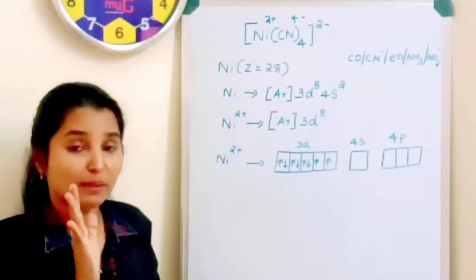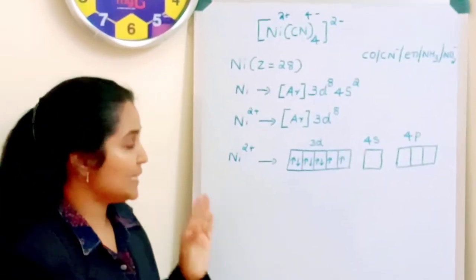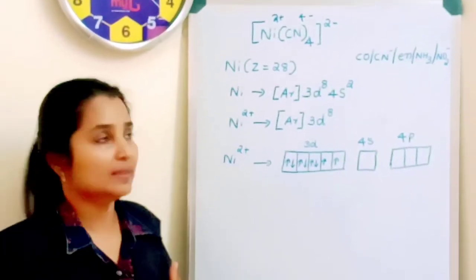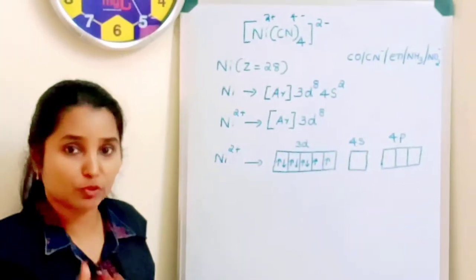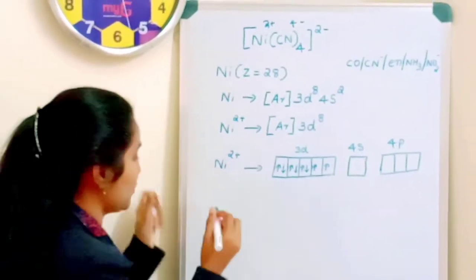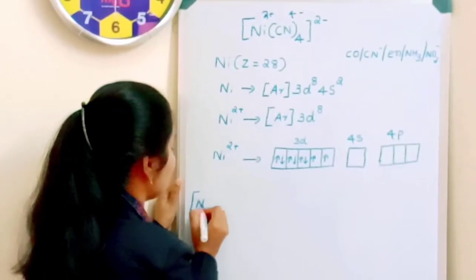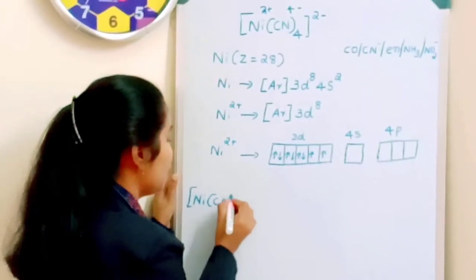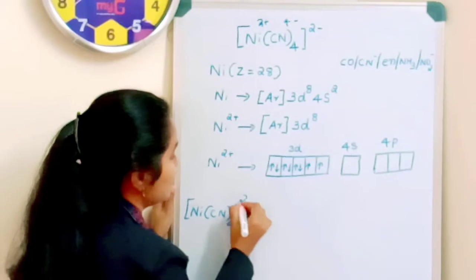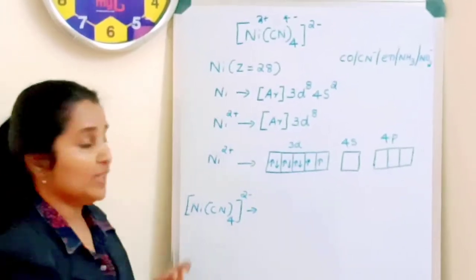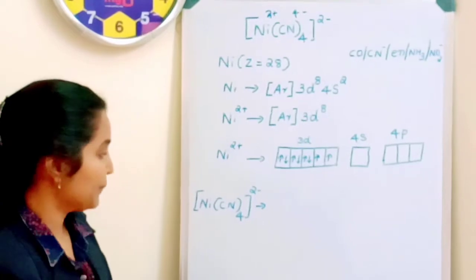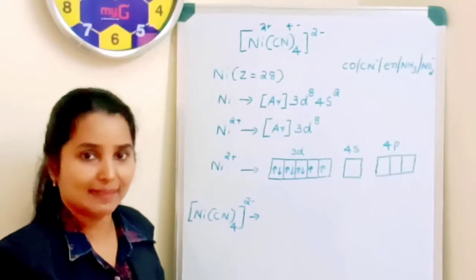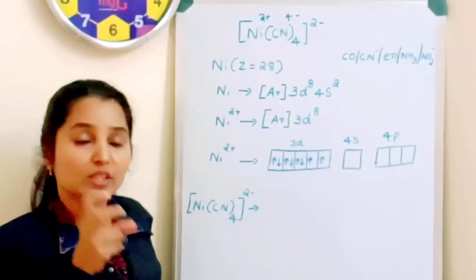Now the next step is very important. The central metal ion is in this state, and now a complex is going to get formed. The coordination compound [Ni(CN)4]2- is going to form. The next step is the formation of the coordination compound, and we are showing how it gets formed. So we have to see whether the ligand attached to the central metal ion is a strong field ligand or a weak field ligand.